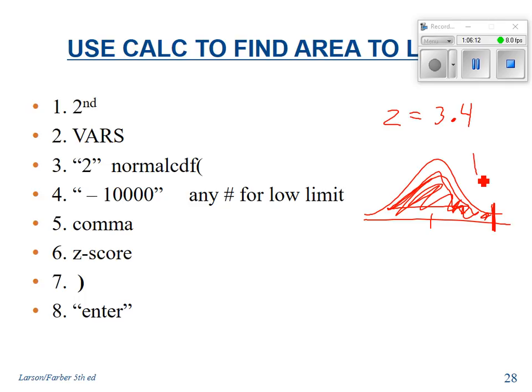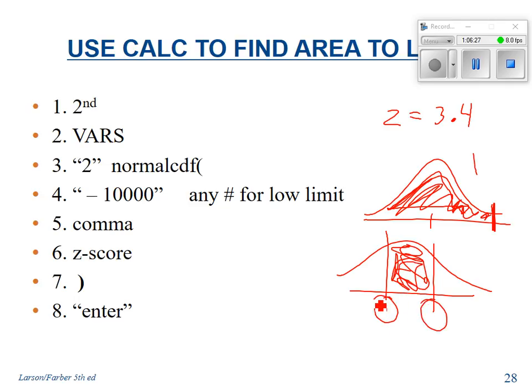If you're on the new one, it's probably easier, because sometimes we're going to want to go from this score to this score and find that area. Well then, it's just asking you the high limit and the low limit and you just punch in those two numbers. For the other calculators, it's a little more difficult.